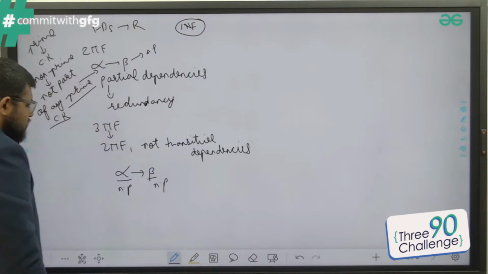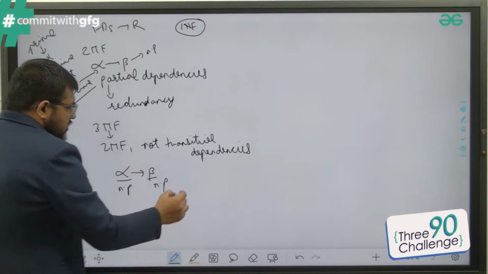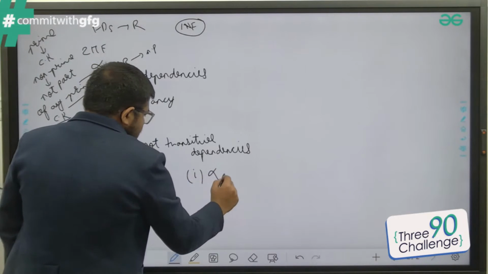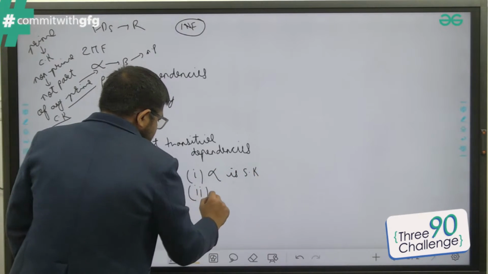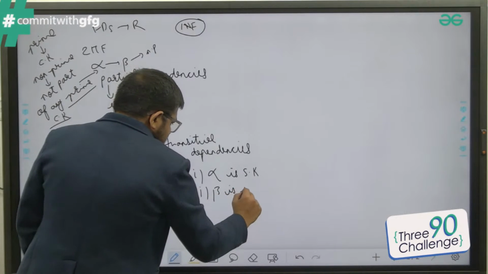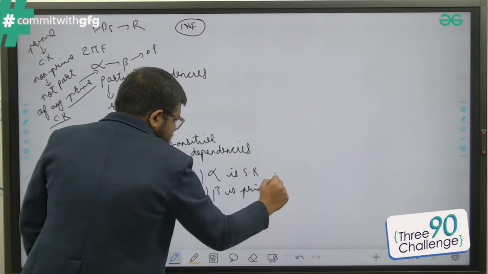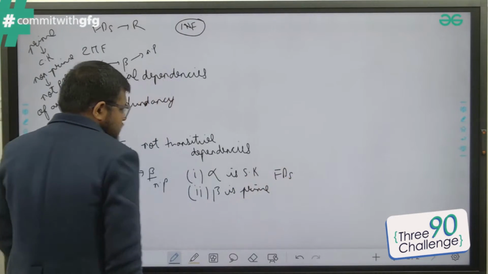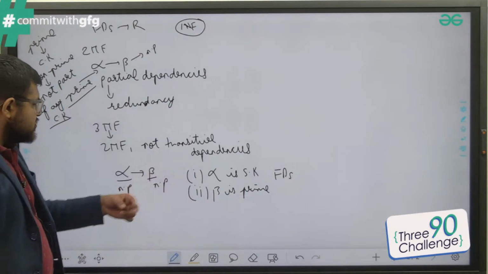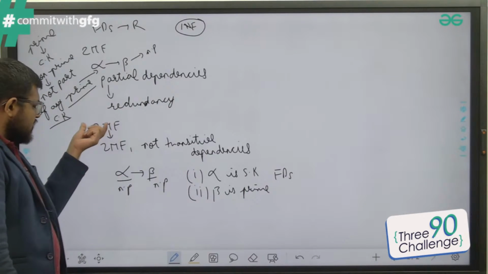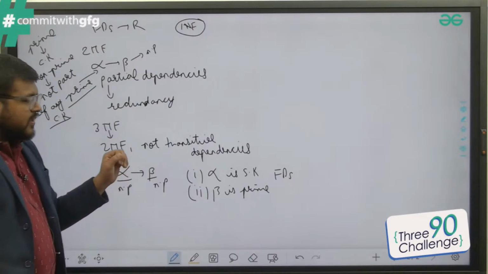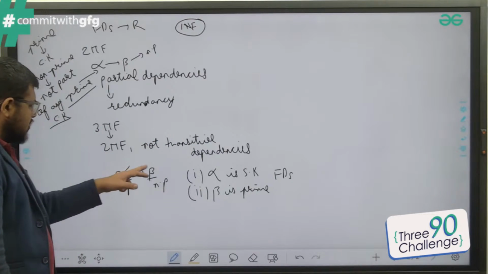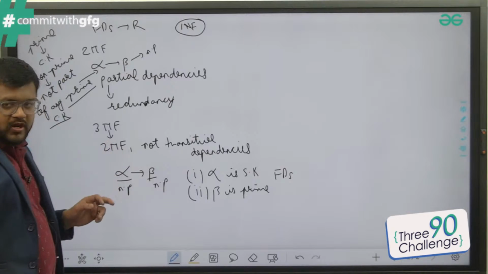How can you check for 3NF easily? There are two conditions. If alpha is a super key or beta is a prime attribute for all functional dependencies, then you say your table is in 3NF. Why can you check two things? Because what is the meaning of 3NF? The table must be in 2NF and it must not have transitive dependency. Now, what are transitive dependencies? When you have alpha to beta and alpha and beta both are non-prime.